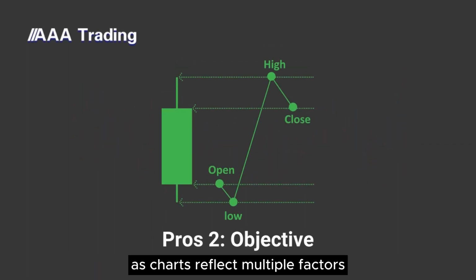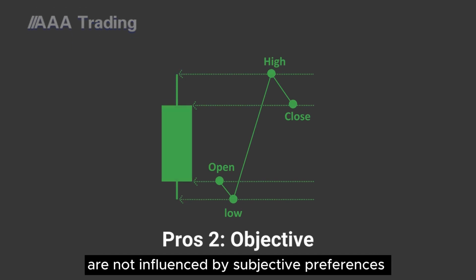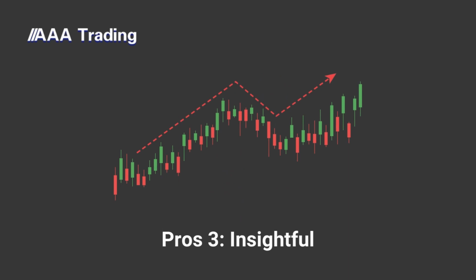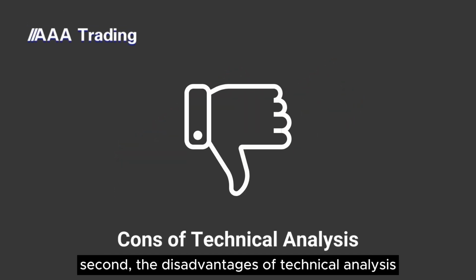Objectivity. As charts reflect multiple factors, they provide traders with intuitive and objective insights. Buy and sell signals depicted on charts are not influenced by subjective preferences. Insightful. By analyzing historical price trends, investors can make informed decisions and adapt to market trends accordingly. Second, the disadvantages of technical analysis.